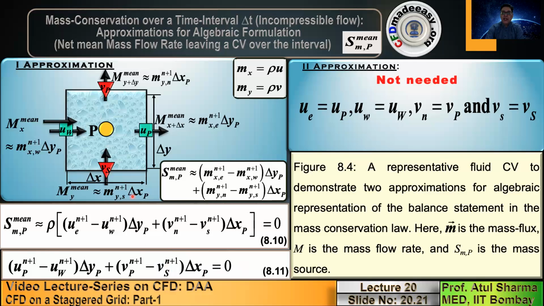And here I am presenting the finite volume method for a non-uniform Cartesian grid, which can be easily converted for a uniform grid by replacing this delta y_P with delta y, and delta x_P with delta x.